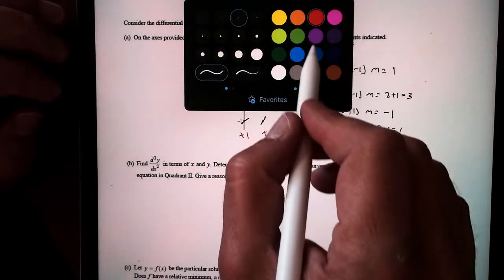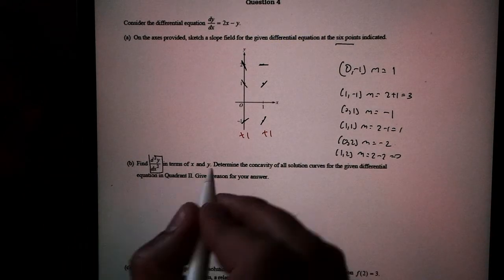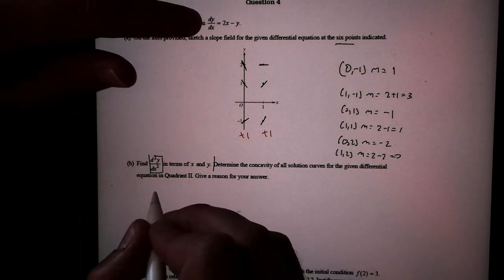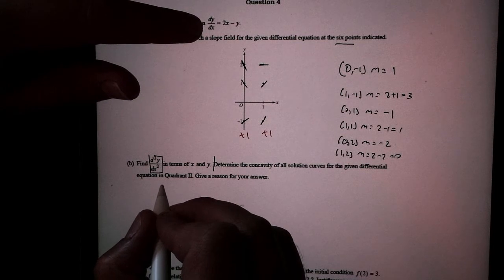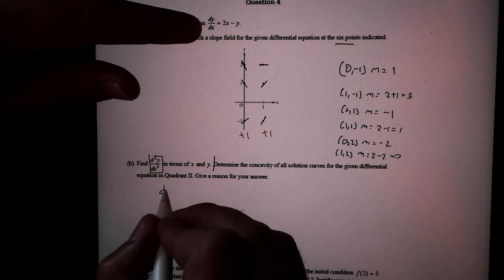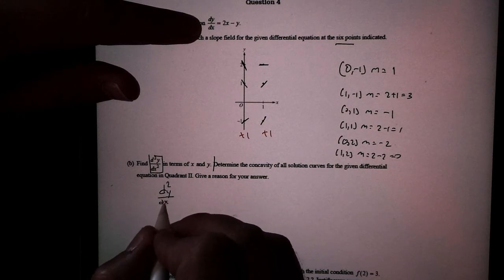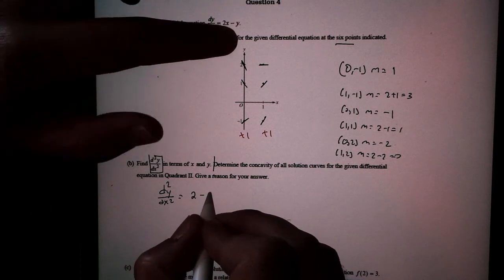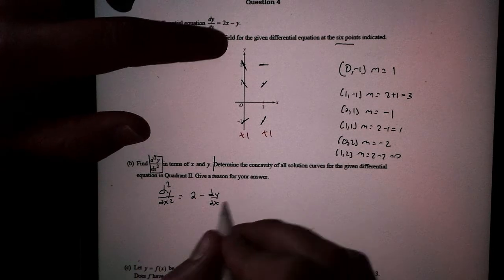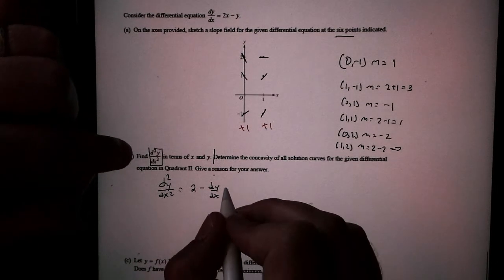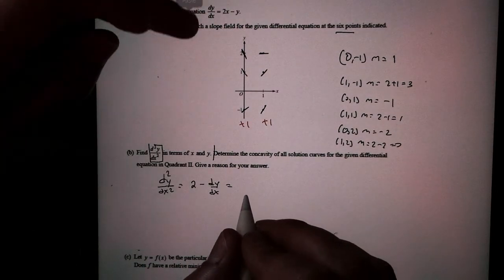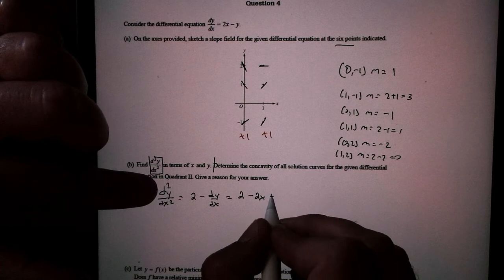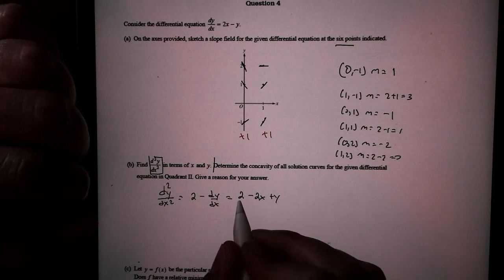It says, find the second derivative in terms of x and y. I'm not going to do anything else yet, I'm just going to find my second derivative. Be very careful when you take the second derivative. We're going to get d2y/dx2 equals my derivative with respect to x, which just becomes 2 minus the derivative of y, dy/dx. Now I can simplify this a little bit because I know what dy/dx is equal to. It's 2x minus y. So this becomes 2 minus 2x, distribute the minus, plus y. And there is our second derivative.